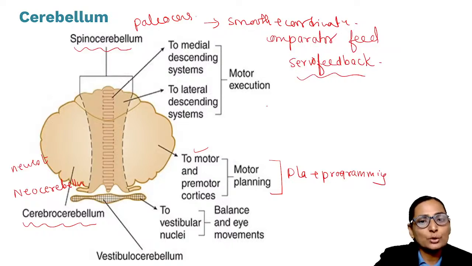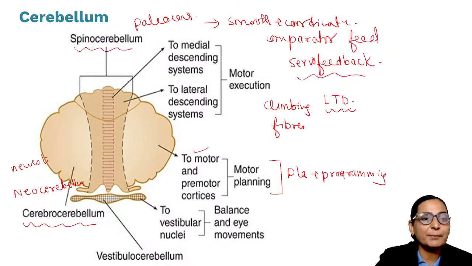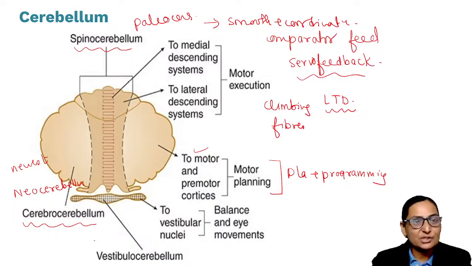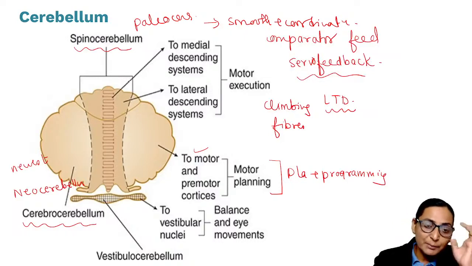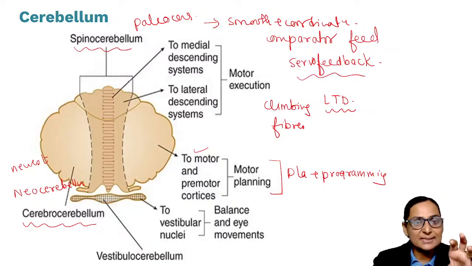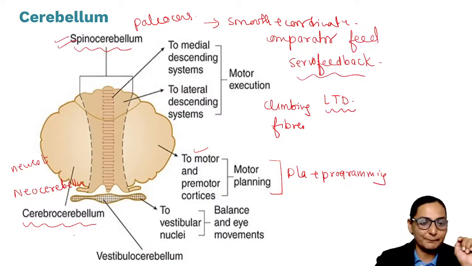That correction is going to be brought about by the climbing fibers. The climbing fibers can bring about the LTD, that is long-term depression, of the parallel fibers towards the Purkinje cells. Right? So long-term depression can be brought about by the climbing fibers to the inputs which are coming to the Purkinje cells via the mossy fibers, to bring about the correction of the ongoing movement. So this is the comparator servo, that is the spinocerebellum.